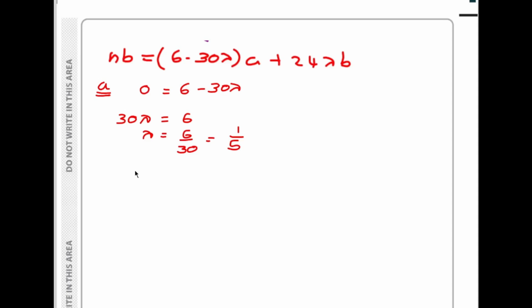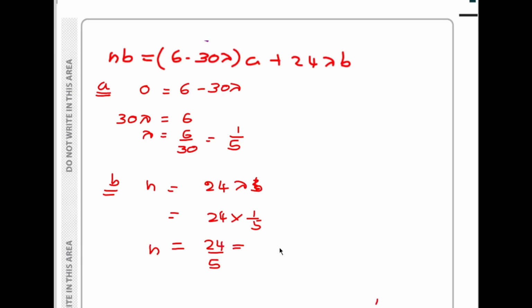Now we can get what N is. Let's match the coefficients of B. In this case, N equals 24 lambda B. Now I got lambda, so straight away substitute lambda as 1 over 5. We do not write B because we are matching the coefficient, which becomes 24 over 5. Then N equals 24 over 5, which is 4.8.